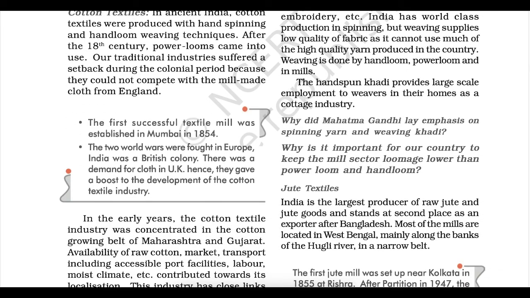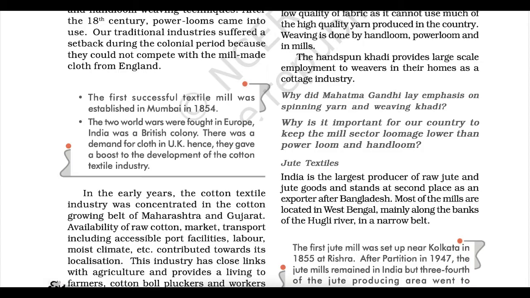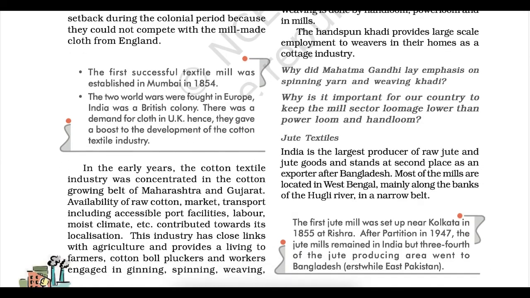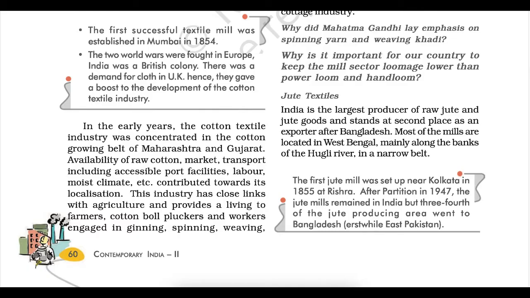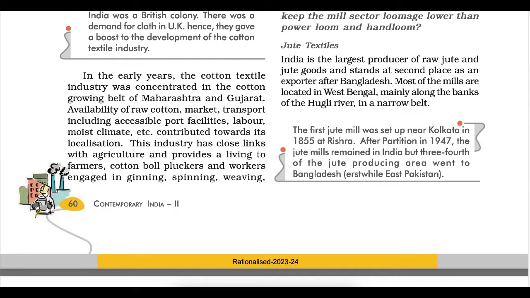Weaving is done by handloom, power loom, and in mills. The handspun khadi provides large scale employment to weavers in their homes as a cottage industry. Why did Mahatma Gandhi lay emphasis on spinning yarn and weaving khadi? Why is it important for a country to keep the mill sector loomage lower than power loom and handloom?